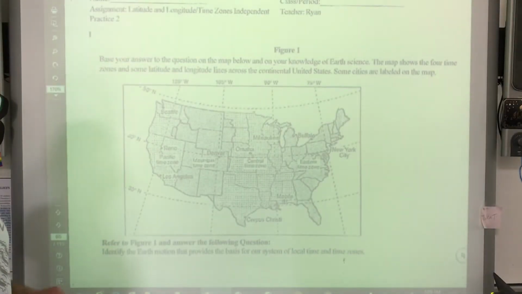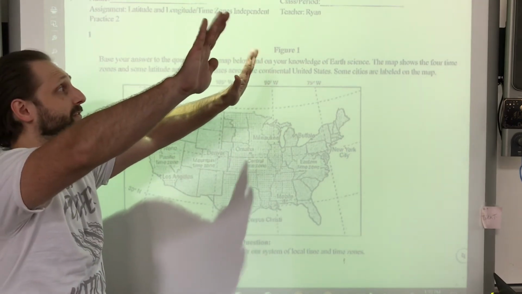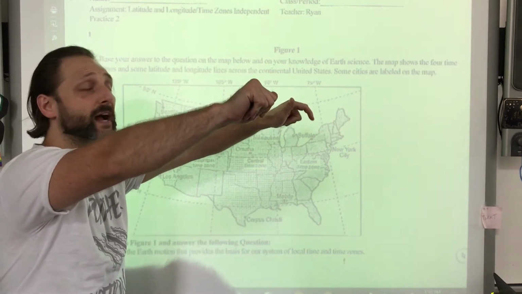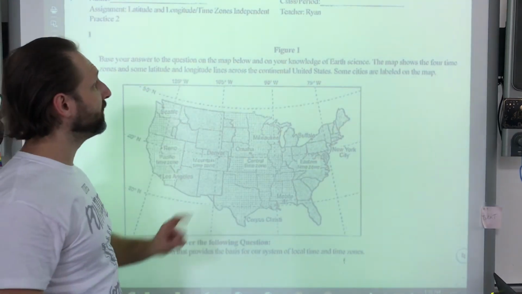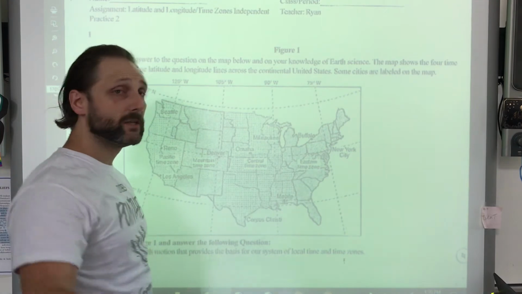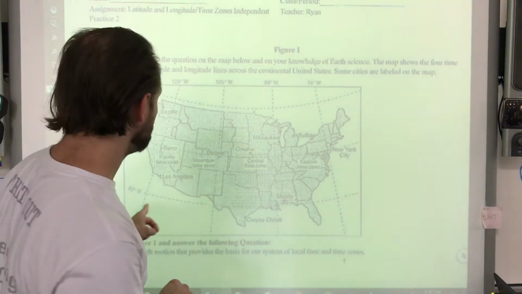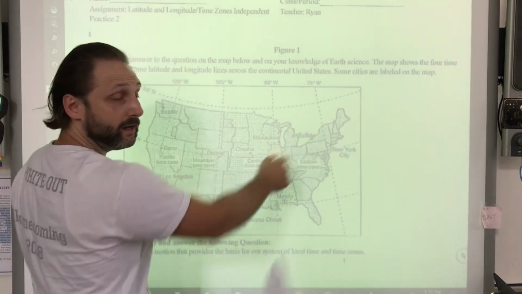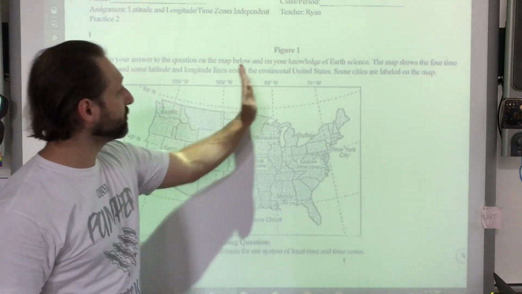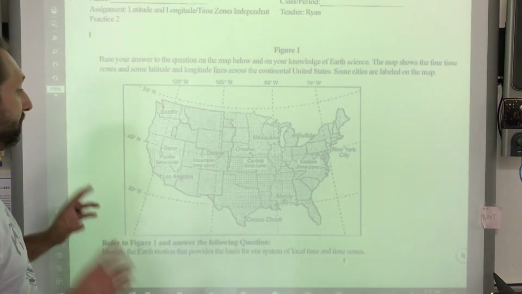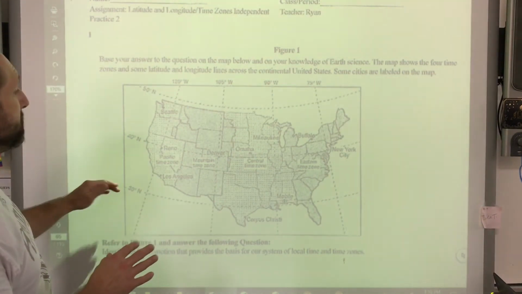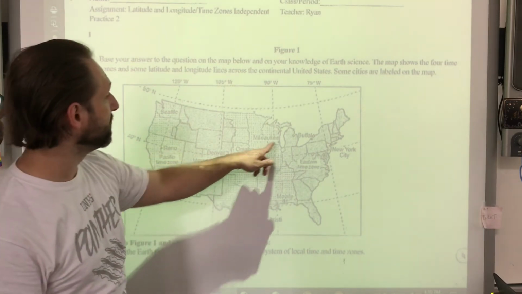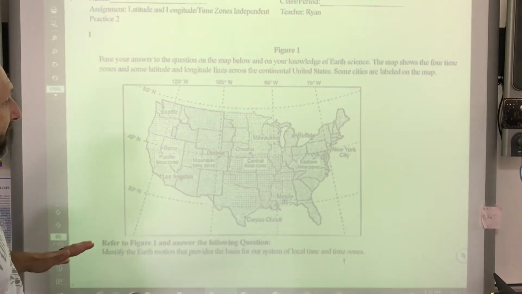Okay, so base your answer to the question on the map below and your knowledge of Earth science, which you've got some of now. All right, the map shows 4 time zones and some latitude and longitude lines across the continental United States. Some cities are labeled on the map. Okay, so we've got longitudes. That's what's important right now. And let's just familiarize ourselves before we dive into this question. Looks like we got latitude and longitudes, and the dots for the cities are located underneath most of the names.